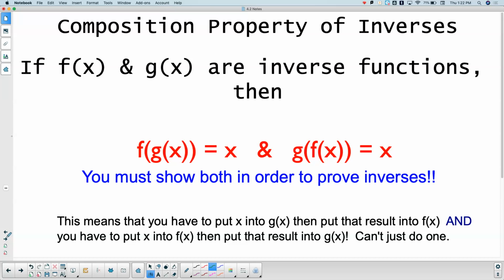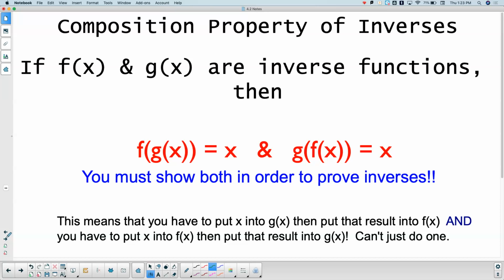Then you're going to take f of x and put it in g where x was. You're going to do the math, and then you should get x. If you do that in both cases, they are inverses. If you do it in one case, you haven't proven anything. You've just done some work. You gotta do it in both in order to prove that they are inverses. If it doesn't work in one, then they're not, and you can move on with your life.